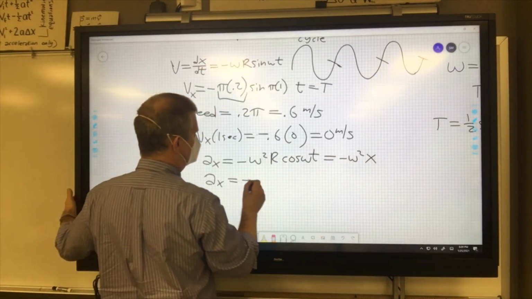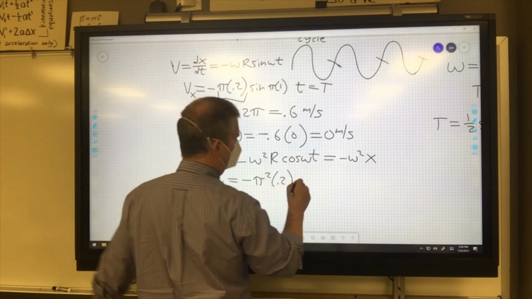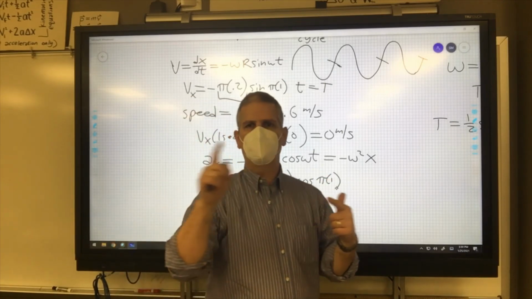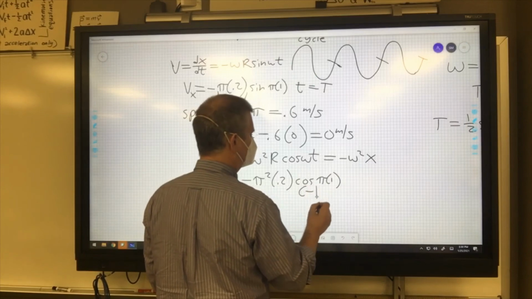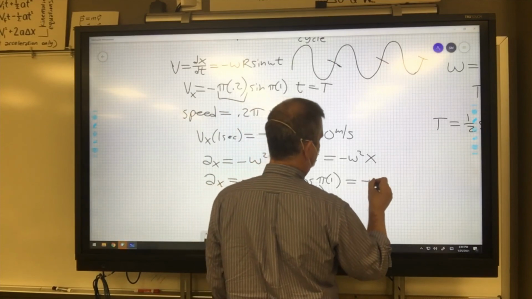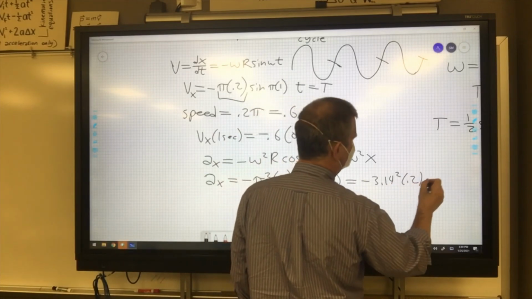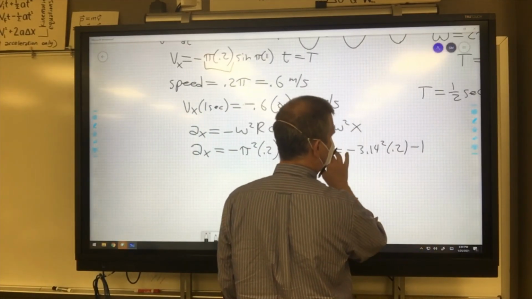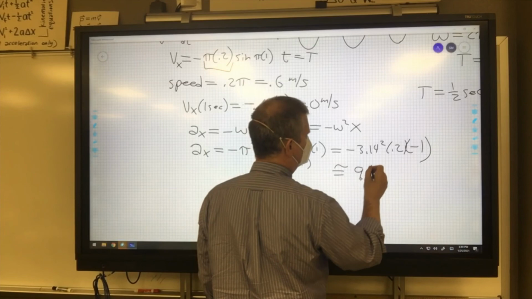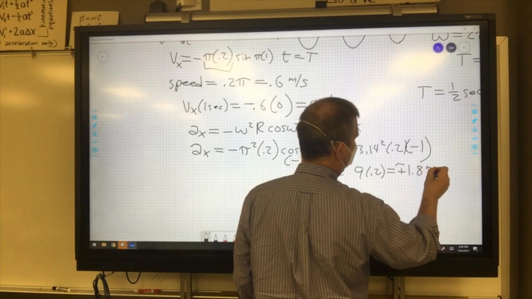Well, we get negative pi squared times the radius, which was 0.2, times the cosine of pi times 1 second. And the cosine of pi is the cosine of 180 degrees, which is -1. Pi squared is about 9-something, we'll pretend that's close enough. Times 0.2 times -1, which gives me approximately 9 times 0.2 equals a positive approximately 1.8 meters per second squared.